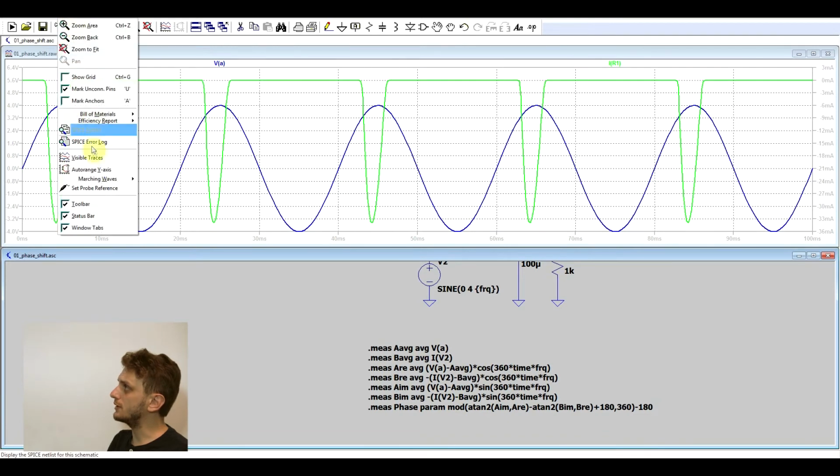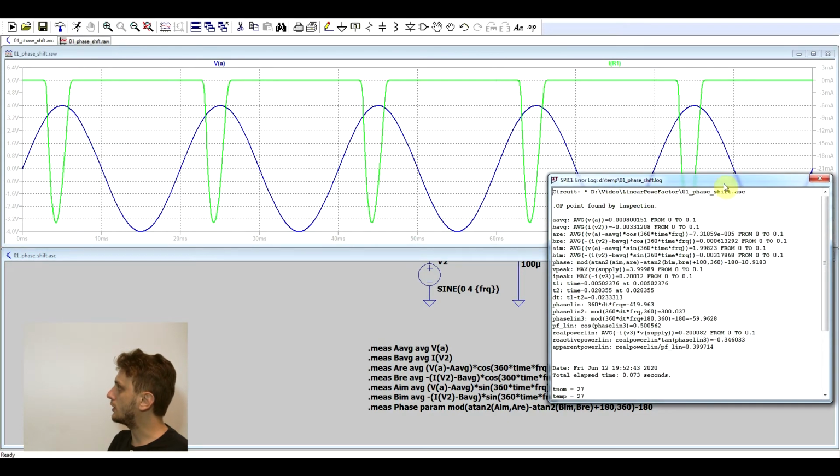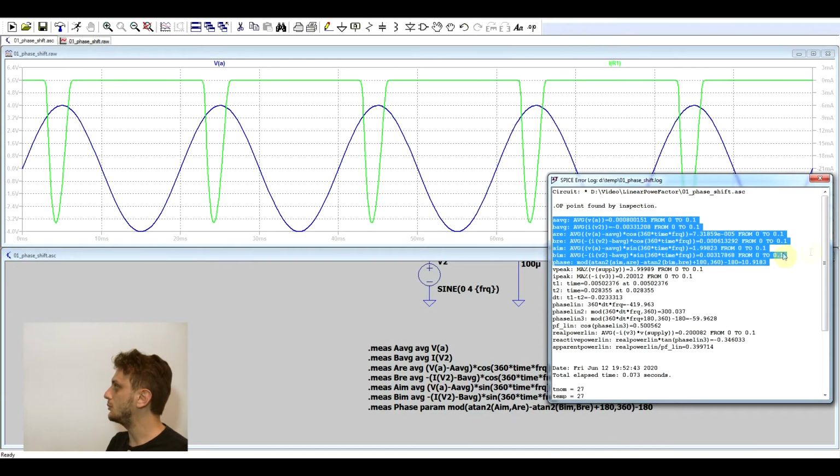So if we run this simulation and look at the error log, we can see the new measure statements that we've added. So we see the way in which the real part and the imaginary part are calculated, and finally we get a phase shift of 10.9 degrees, so 11 degrees.